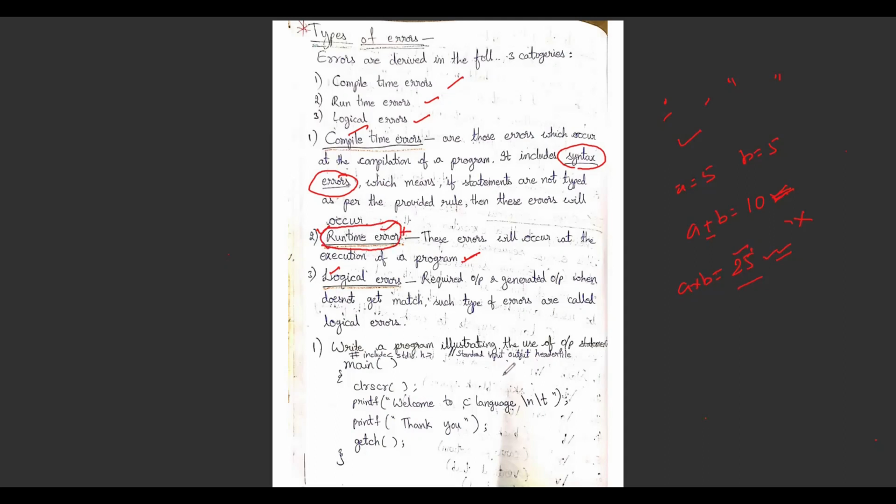Okay, just a sample program. Write a program illustrating the use of output statements. So this is hash include stdio.h, then your main function, clrscr. Everything I'll explain bit by bit. printf welcome to C language, then printf thank you. So the output will be welcome to C language, and in the next line after a tab, you're going to print thank you. This is all about the concept.